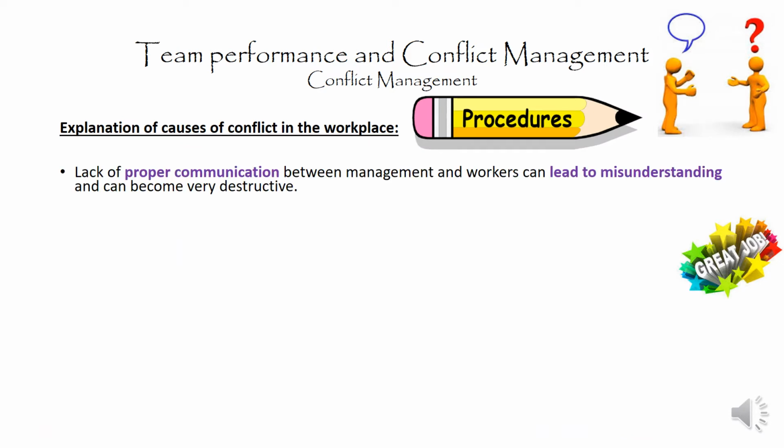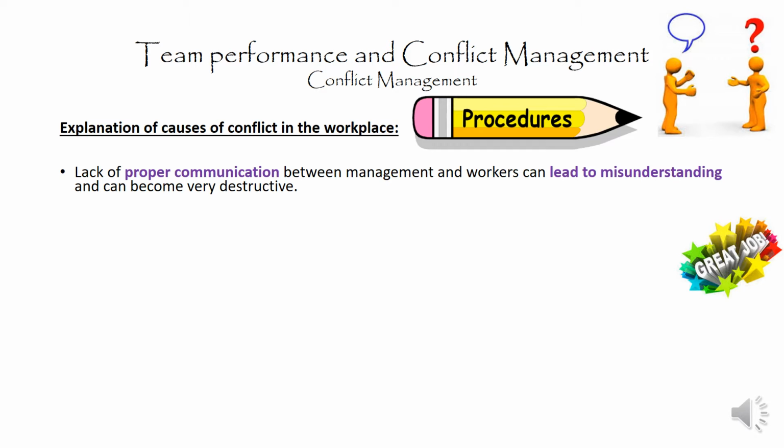Okay, if we look at it in more detail, when there's lack of communication between management and workers, that can lead to a misunderstanding and can become very destructive. So if there is not proper communication, one of the causes of conflict is lack of proper communication. For example, when management gave instructions to workers and those instructions were not clear. Obviously, the workers think they're supposed to be doing one thing and the management actually expects them to do something else. So a misunderstanding is obviously going to happen there. They do not understand what management actually wants.